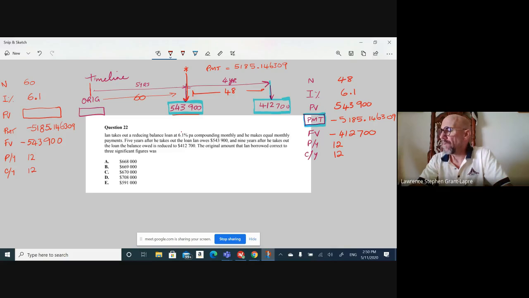Okay, so let's put that in. 60, 5 years. PV, we do not know PV. Payment, I'm leaving the number in the calculator. It's already sitting there, but I've got to change future value to negative 543,900. Okay, how much loan do we have to borrow? Let's solve that. We have to borrow 668,791.87. The question said 3 significant figures.